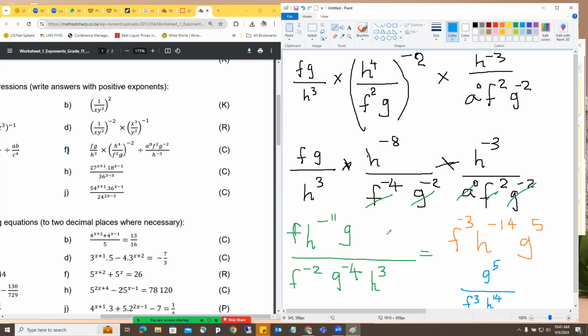So I think here I did miss. We have f minus 2, no? So minus 4 plus 2 means here we have f minus 2. Okay, yes. F minus 2 means, yes, your answer is correct. So f minus 2 means this one will become plus 3. That means the final answer should be f3 g5 divided by h14. That's the final answer.